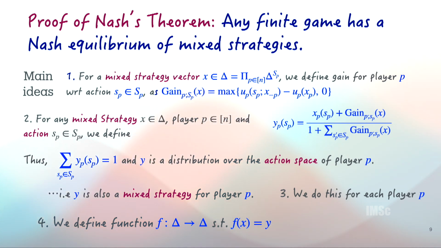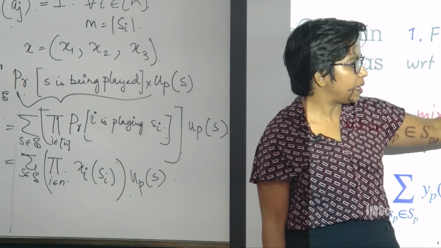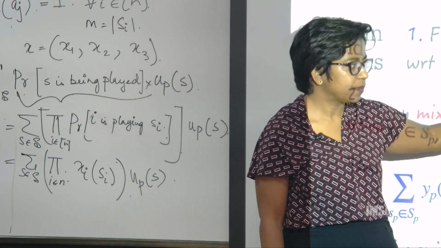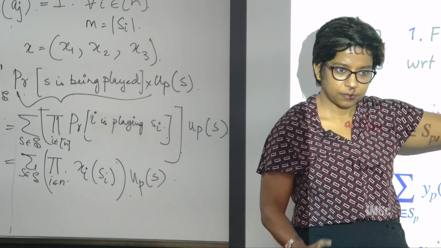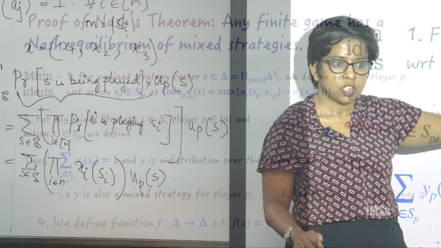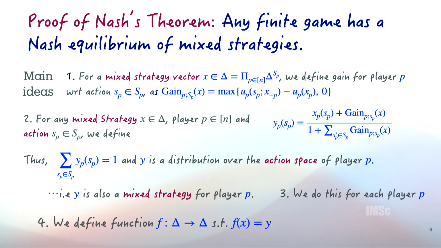So, we are still trying to argue, just to recap, that there exists such an x, such that for all players P and for all actions SP, the gain is 0, right. In search of such an x, I basically created a perturbed y for each such potential x. Imagine you are able to look through the entire distribution space. For every x, there is a y.